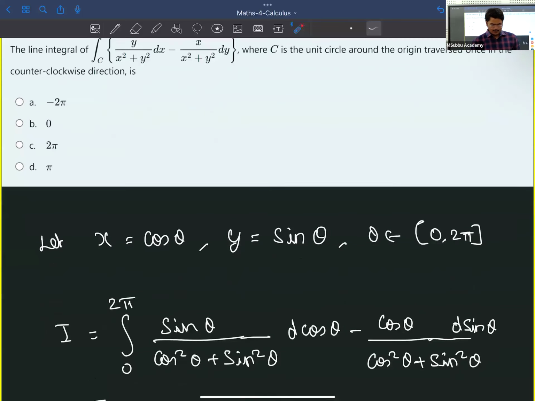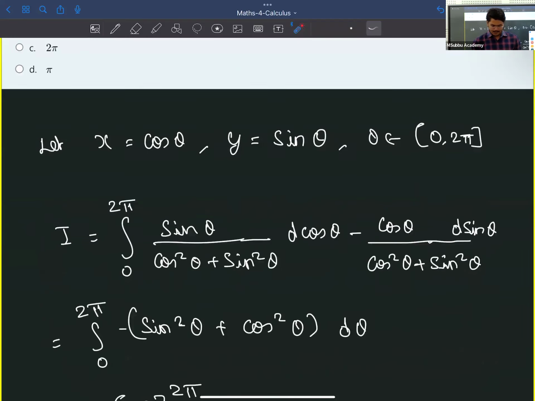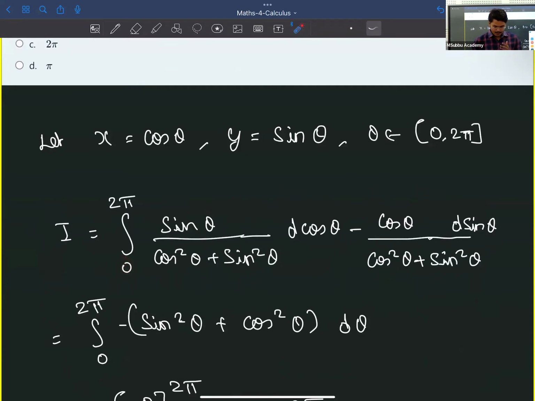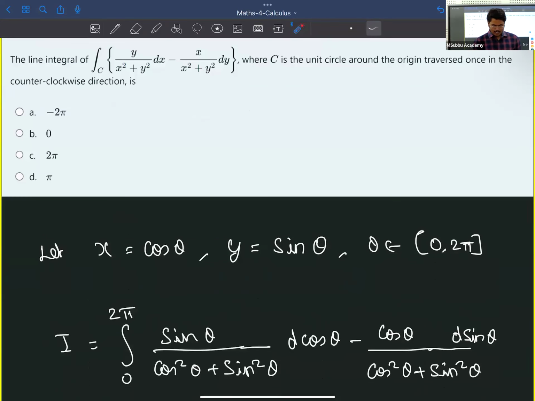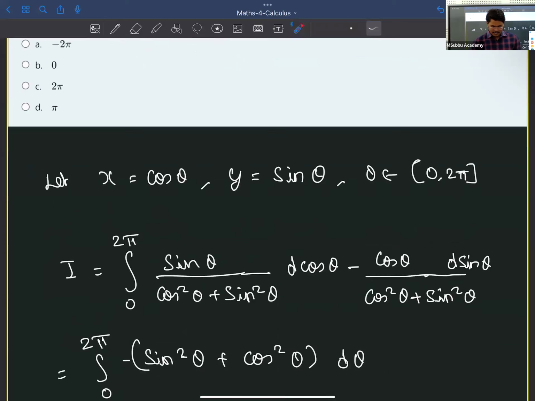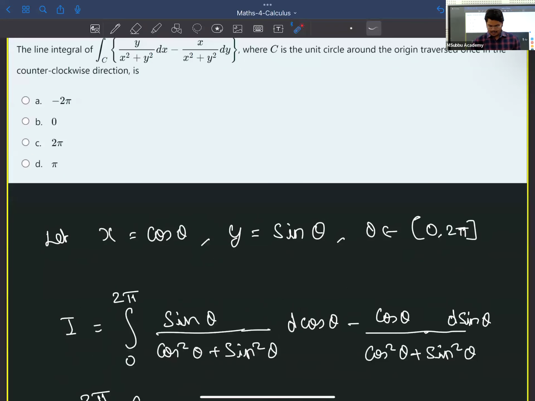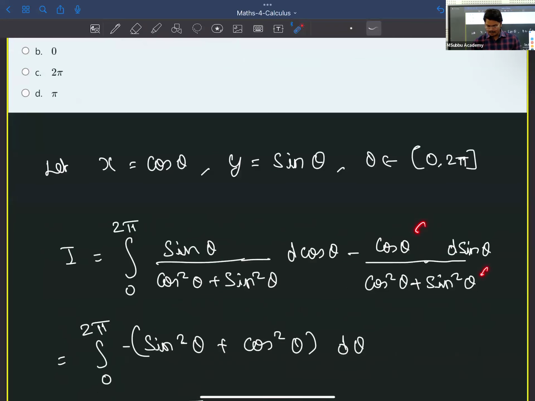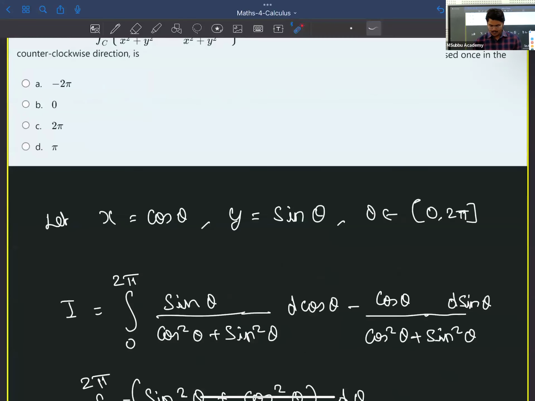What we do is take x is equal to cos theta and y is equal to sin theta. Since it is a unit circle, theta will belong to 0 to 2 pi, so the limits will be 0 to 2 pi. When you substitute here, you get sin theta by cos square theta plus sin square theta, d cos theta, because dx. Similarly, minus cos theta by cos square theta plus sin square theta, d sin theta, because y is equal to sin theta.